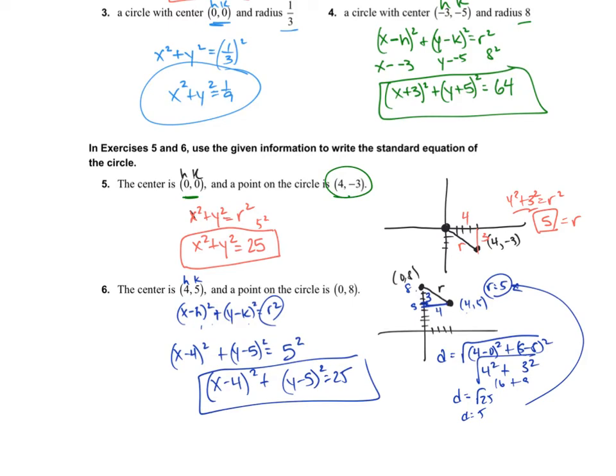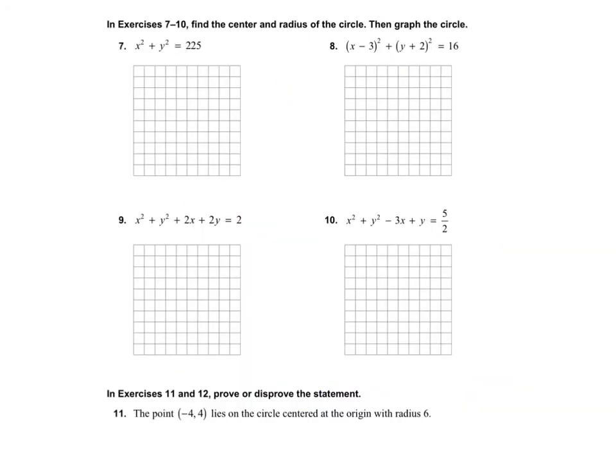All right, let's move on to the next problem. Okay, so for this next problem, number 7, it says find the center and the radius of a circle, then graph the circle. Obviously here we can find what the center, h and k, is, and that's for this one, 0, 0. And this, remember, is r squared. So r will be the square root of 225, so r is going to be 15. So the center we said is 0, 0, r is 15. That's that part of it.